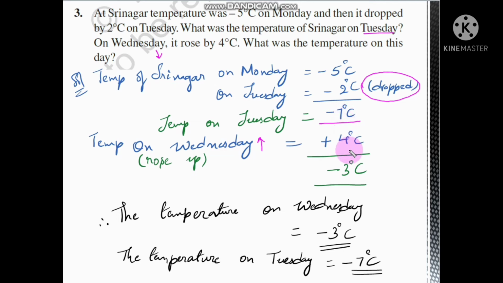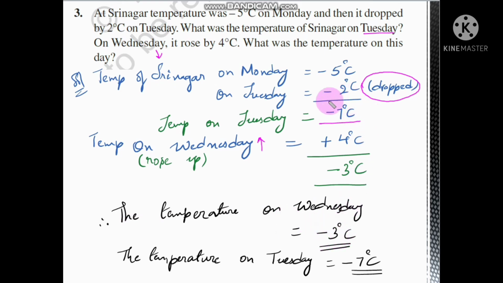So minus 7 plus 4. Both of them are having different signs. That means what we have to do? We have to subtract and keep the highest value sign. So 7 minus 4 is 3 and 7 is having the highest value. So 7's sign is minus, that is negative. So the answer is minus 3 degrees centigrade. Therefore the temperature on Wednesday is minus 3 degrees centigrade.